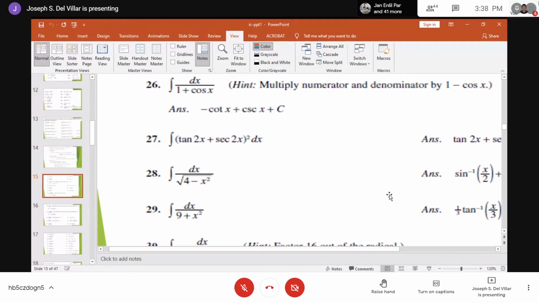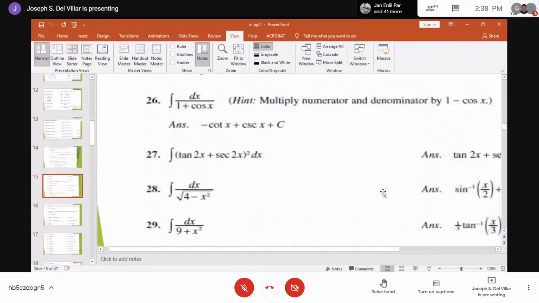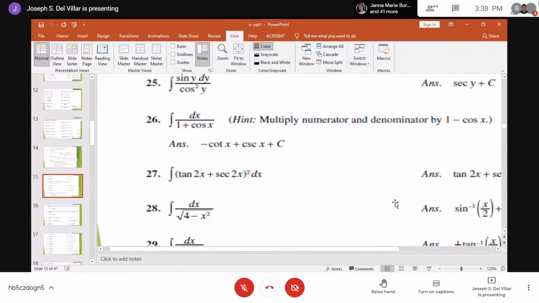So, try to multiply. What number are we solving? 26, sir. This one. Okay. So what will you do? Di ba na-multiply na natin, di ba? So meron tayong 1 minus cosine x dx, di ba? All over, i-multiply nyo na. What's the product? Parang 1 plus x times 1 minus x yan. No? Parang ganun, di ba? So what's the product? 1 minus cos x dx all over 1 minus cos squared x.